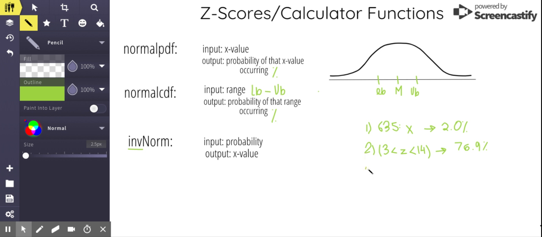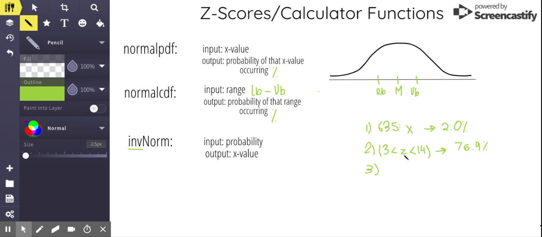All right, so now we're going to go ahead and explore number 3, which is inverse norm. Let me write that again. We found out that inverse norm was basically the opposite of PDF. Our input was a probability and our output is an X value. So if you want, we can go ahead and explore an example problem.